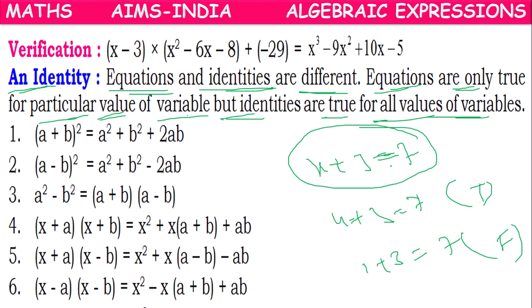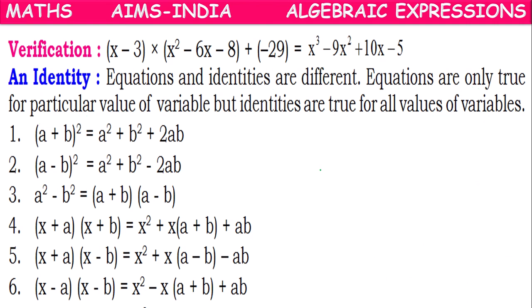So this equation is true only for some values of variable, but not for all values of variables. So this is just an equation. Whereas you have a formula like this: a plus b whole square equal to a square plus 2ab plus b square. We have an identity like this.